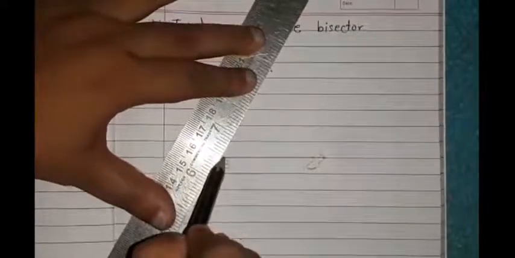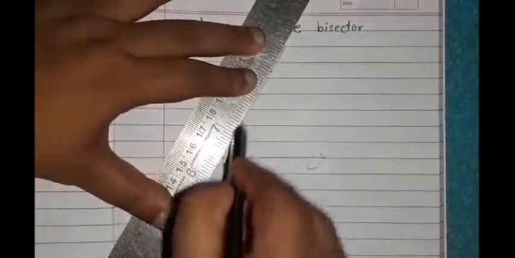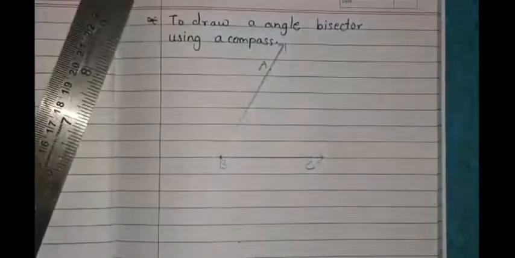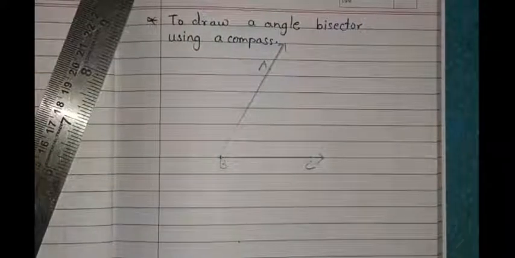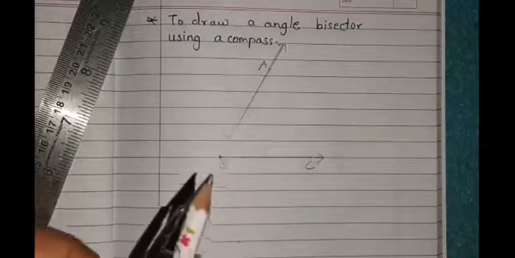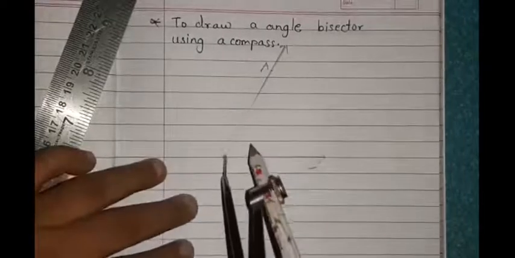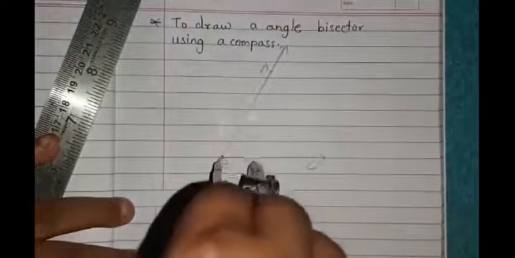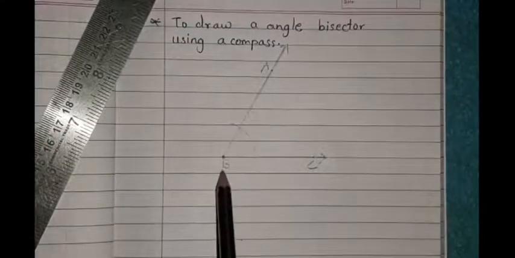I'll remove my protractor and I'll join these 2 points in this way, and I'll name this point as A. Now we have an angle of 60 degree, that is angle ABC is equal to 60 degree. Now I'll take the compass and take some distance in it, and I'll keep it on B, and I'll draw an arc. Now this arc has cut ray BA at this point and BC at this point. So I am going to name it.